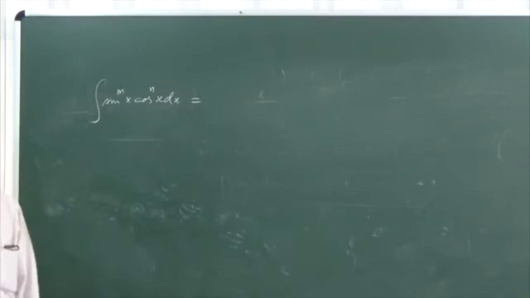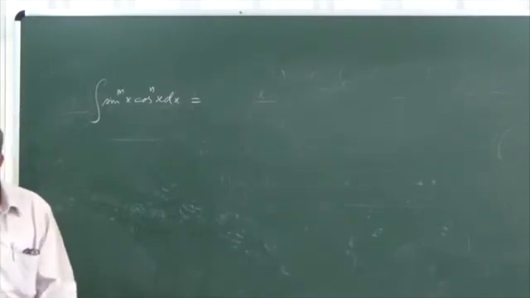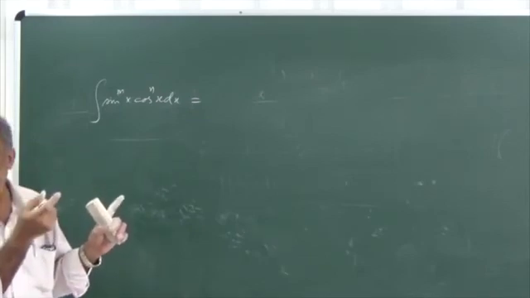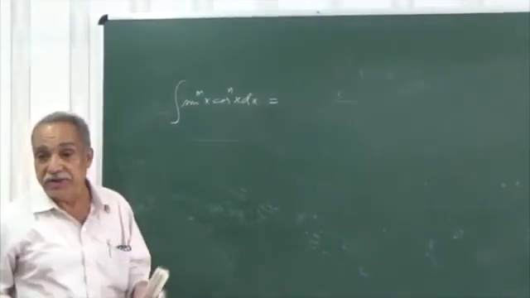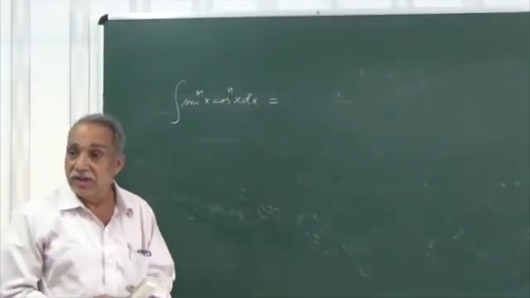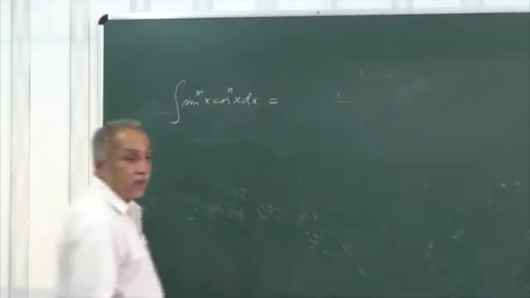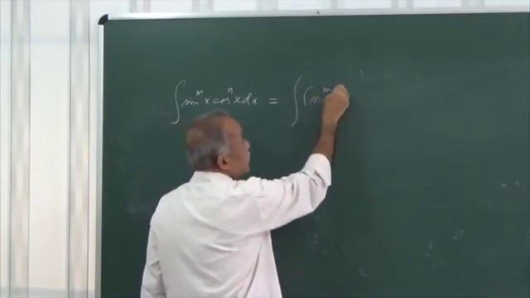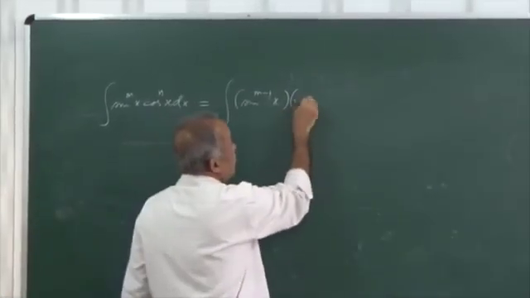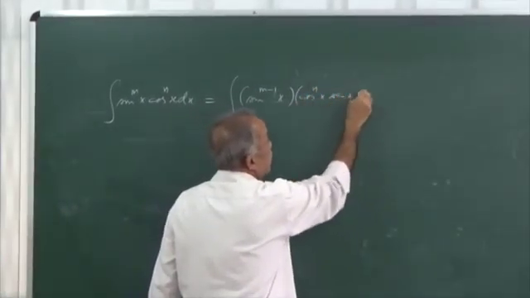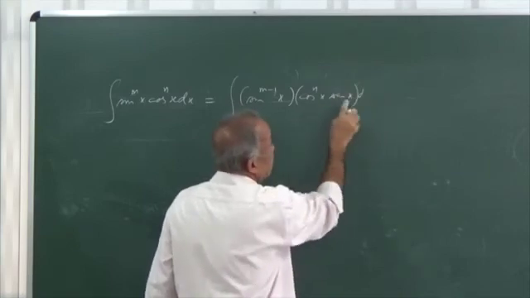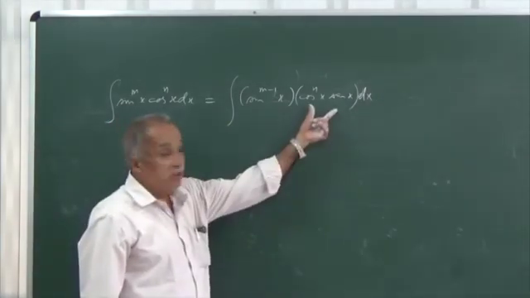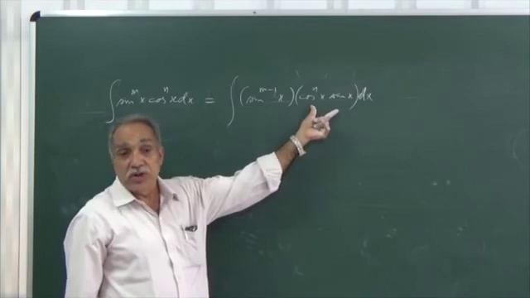Any idea? You have to apply the rule of integration by parts. So you have to imagine this as a product of first and second function. The second function must be easier to integrate. I will treat this as sin power m minus 1 x into cos power n x dx into sin x. I find that this part, cos power n x into sin x dx, is easily integrable through the substitution cos x equal to t.